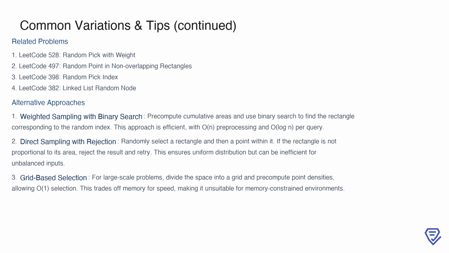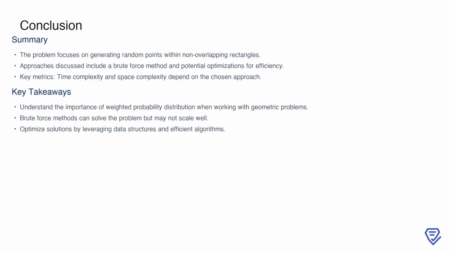Lastly, a grid-based selection approach can be used for large-scale problems. By dividing the space into a grid and pre-computing point densities, you can achieve constant time selection, O(1). However, this method requires significant memory, making it unsuitable for scenarios with strict memory constraints. Great job! We've covered how to tackle the problem random point in non-overlapping rectangles and explored different approaches. Remember to focus on optimization and always analyze the trade-offs.